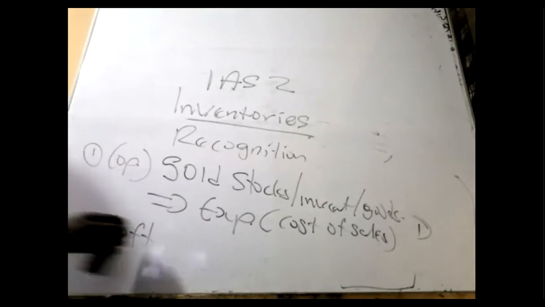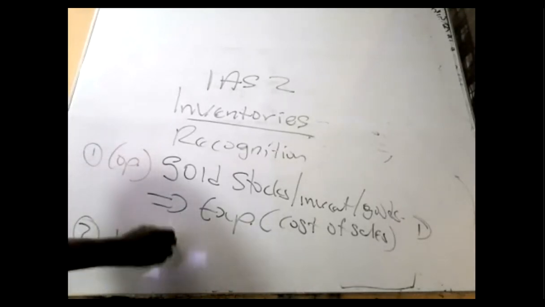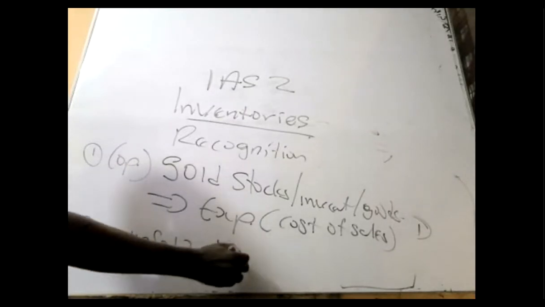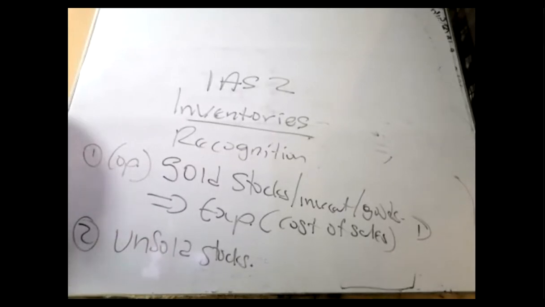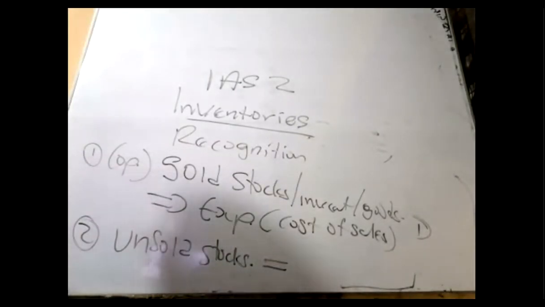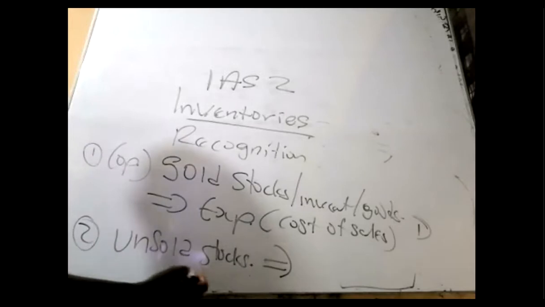Fact, with leftover. We call it unsold stocks or inventory. Now, the unsold stocks or inventory, that is the closing inventory. The treatment is that all closing inventories are treated as an asset. They are assets to the organization. So they are treated as what? Assets. To be precise, current assets.